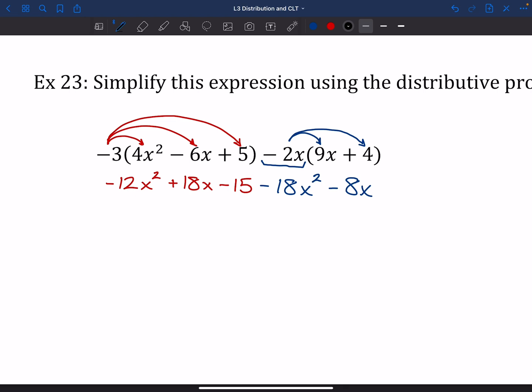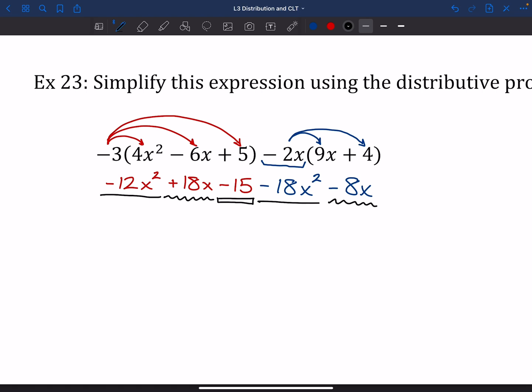All right, so then we start looking at like terms. I've got these ones with x squared. I've got these ones with regular old x's. And you might notice that this minus 15 was just kind of left out on its own, right? Sometimes this happens. Sometimes you won't have something that's like terms with the other stuff, right? So let's run through the other stuff, and then we'll talk about what to do with that negative 15.